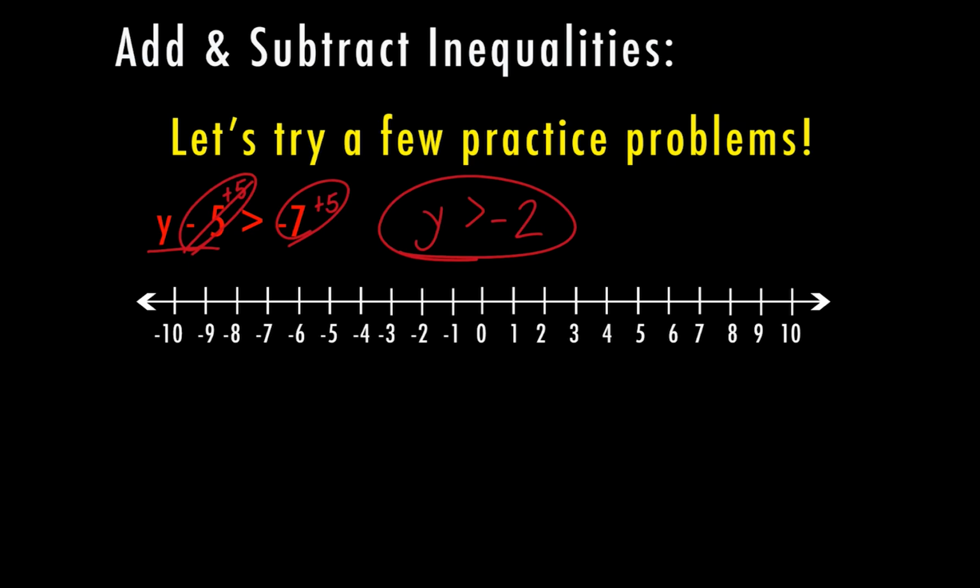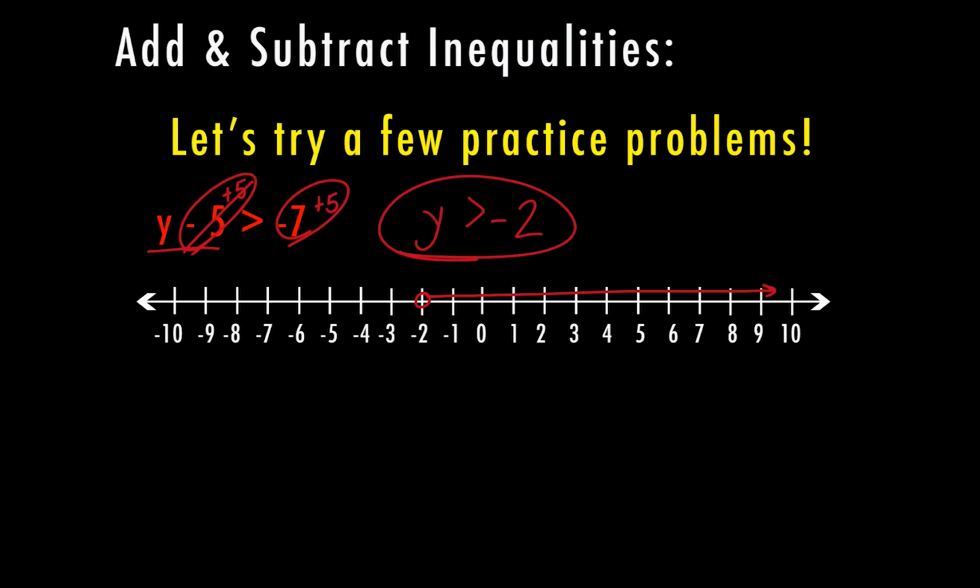Now let's go ahead and fill this out on our line graph. So I'm going to find negative 2. I'm going to draw an open circle at negative 2. And then I'm going to shade greater than, which is to the right. Again, I can plug in any number greater than negative 2 and see if it's going to be correct.